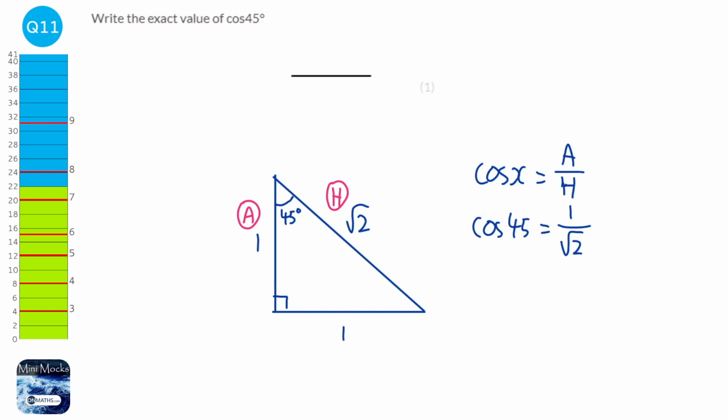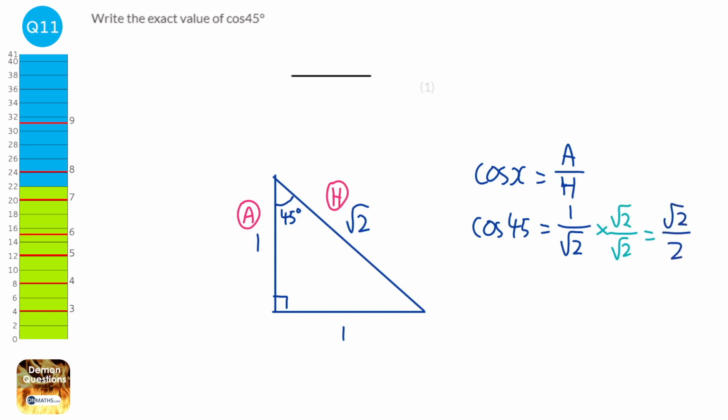Now, this is a bit of a strange one with 1 over root 2, because we need to actually be able to rationalise the denominator. And basically what that means, if you haven't done surds yet, or you aren't doing surds, is you times top and bottom by root 2. And so we end up with root 2 over 2.